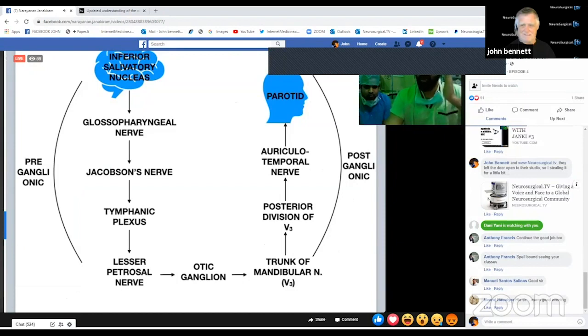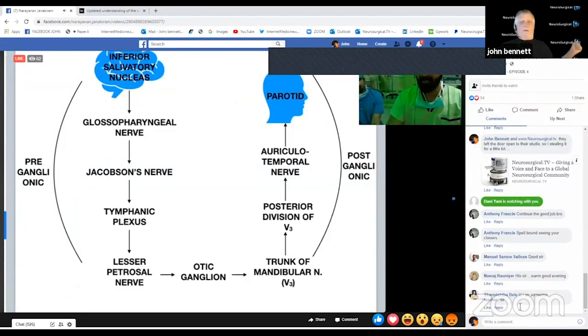If they write this immediately, I'm sure people like Professor Anthony will definitely keep asking in the rounds also. What is preganglionic for the otic ganglion? Inferior salivatory nucleus, second glossopharyngeal nerve, third is Jacobson's nerve. Then tympanic plexus, lesser superficial petrosal nerve goes to the otic ganglion.